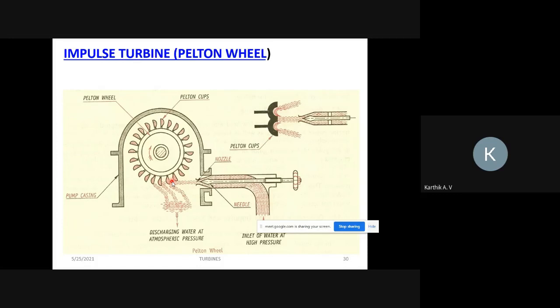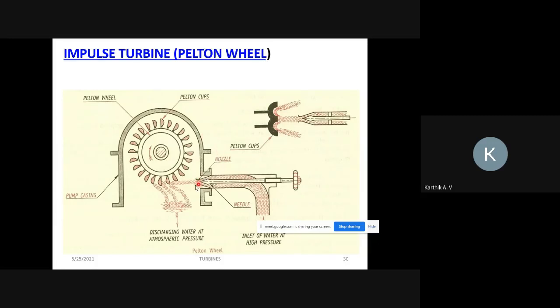After impinging on the blade, the water will be discharged through this draft tube. In the draft tube, pressure further decreases because the area of the draft tube increases. The discharged water again goes to the river. So this is continuously rotated with the help of this water impinging. Then this runner is connected to the shaft. This shaft is coupled to the generator. The generator will convert mechanical energy to electrical energy. Then it is transferred to the grid.